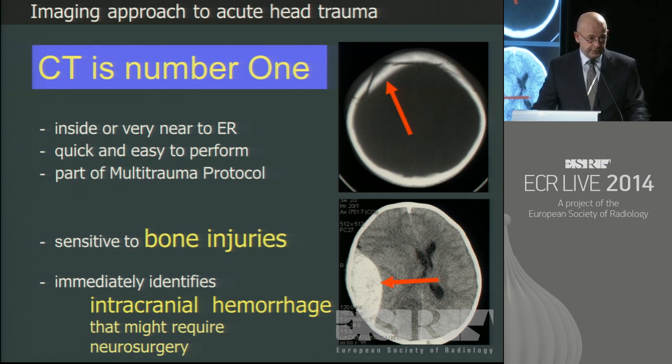You can find the CT in every corner of the city. It's inside or very near to the emergency room. It's quick and easy to perform. It can be part of the multi-trauma protocol, which is very often used. Remember that CT is the most sensitive method for bone injuries. And what is the best advantage of the CT? It immediately detects intracranial hemorrhage that might require neurosurgery, like just here.